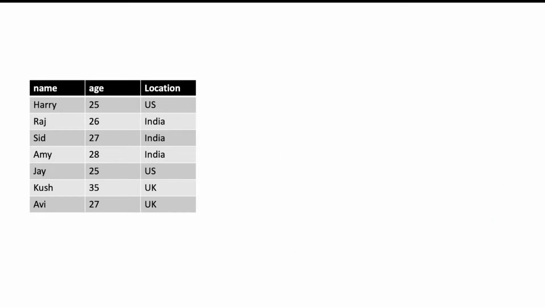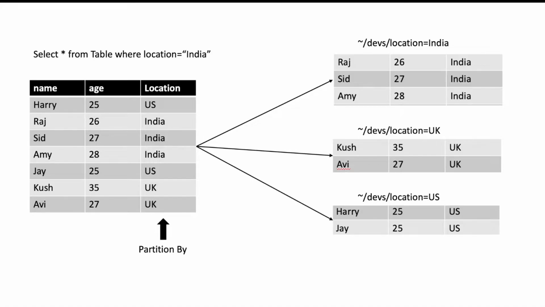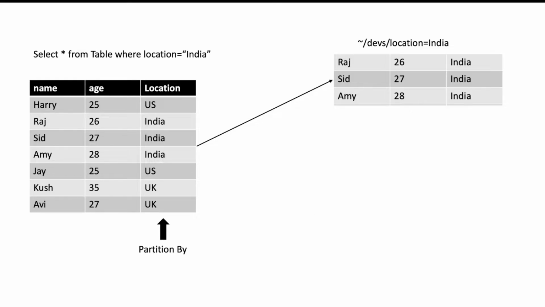Yes. Think about it from this perspective. Suppose you partition by the location column. All the records related to India will be in one file, all the records related to UK will be in another file, and all the records related to US will be in another file. Similarly, other countries will have their respective files. So whenever you run a query like select star from table where location is equal to India, Spark will skip reading other partitions and will only read the India partition, which has only India related data. So our query will have very good performance and this is going to be very helpful.